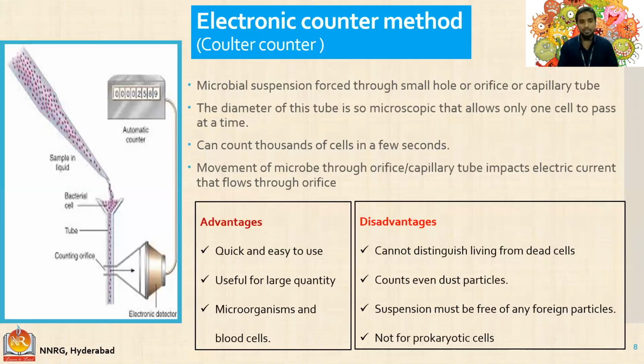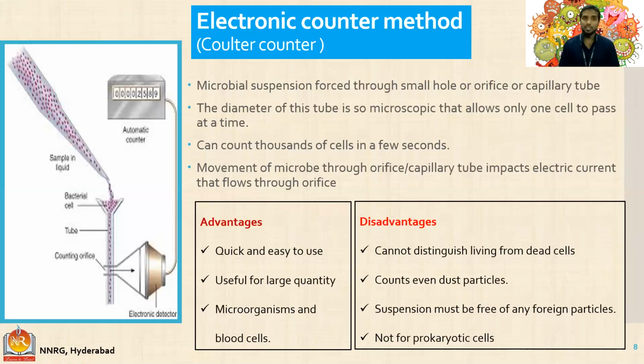So the advantage is that it is quick and easy to use. As you have seen, thousands of cells can be counted in a few seconds, right? And it is useful for large quantities, and microorganisms and blood cells can also be counted. What are the disadvantages of this? It cannot distinguish between living and dead cells.